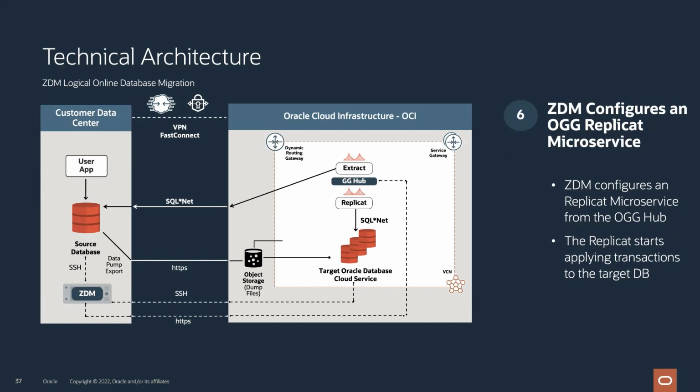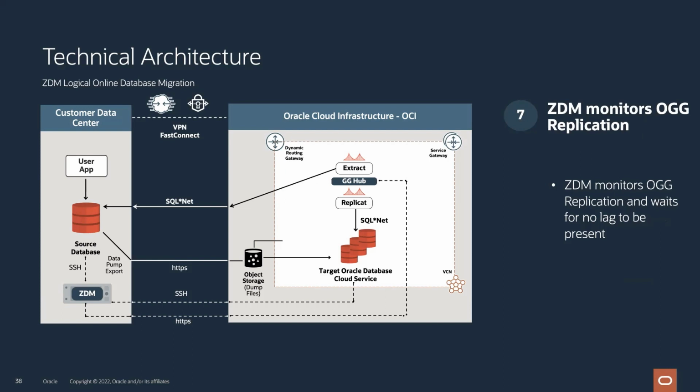So what ZDM does is it goes to the Golden Gate hub and configures a second Golden Gate microservice, in this case, a replicate. And this replicate feeds off the trail files that the extract is generating and starts applying them on the target database in the cloud. So now we have two microservices, one capturing transactions from the source and one applying transactions in the target.